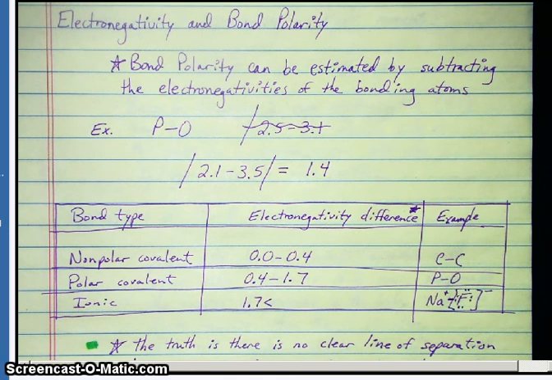And polar covalent bonds have a difference of 0.4 to 1.7, and then ionic bonds would have a difference in these electronegativities of 1.7 or more. In other words, there's so much of a disparity between the ability to attract electrons in one atom compared to the ability to attract electrons in the other, that one atom completely removes electrons from the other. So metals and nonmetals normally have a difference in electronegativity of 1.7 or higher.